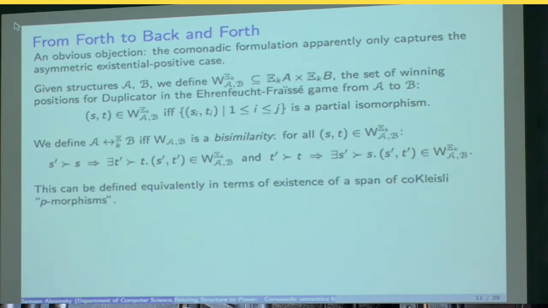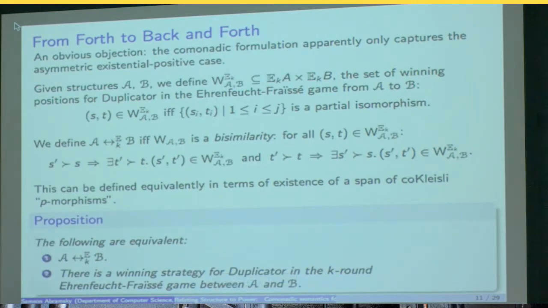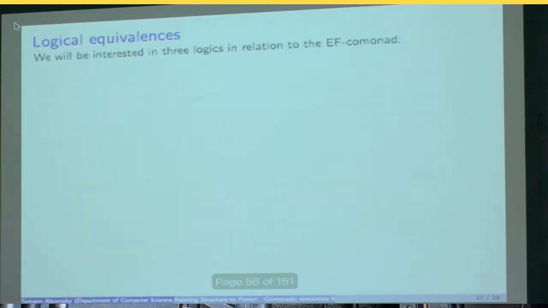And we can define it other ways as well, in terms of existence of a suitable kind of span, or in terms of completing those partial morphisms to coalgebra maps and having some kind of fixed point characterization. At any rate, what we have is that the following are equivalent: that this back and forth equivalence holds between two structures, and on the other hand, that there's a winning strategy for duplicator in this Ehrenfeucht-Fraïssé game between A and B.